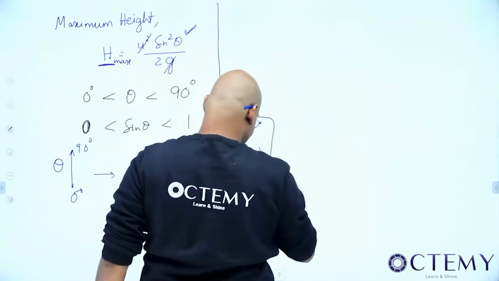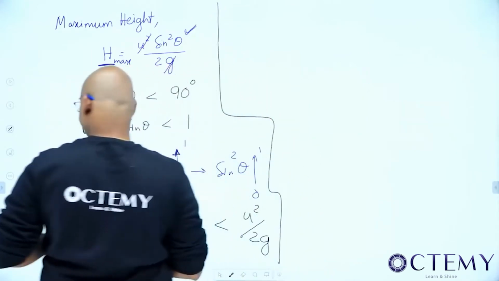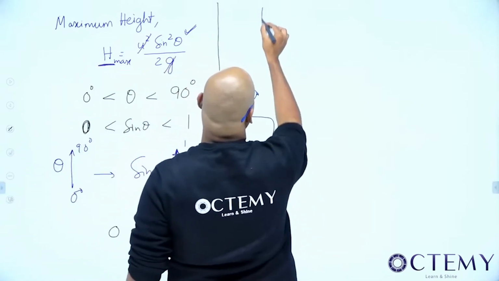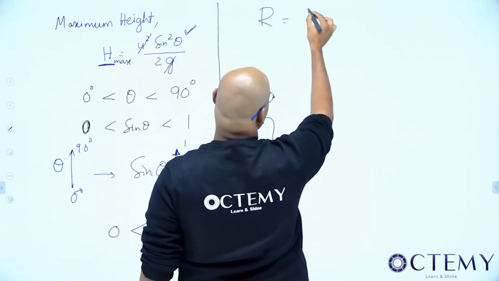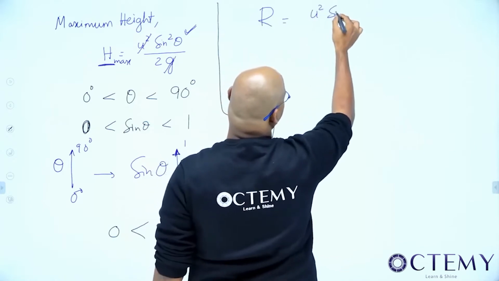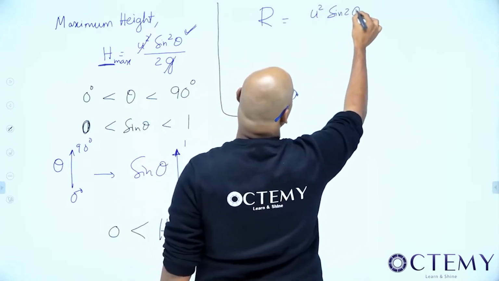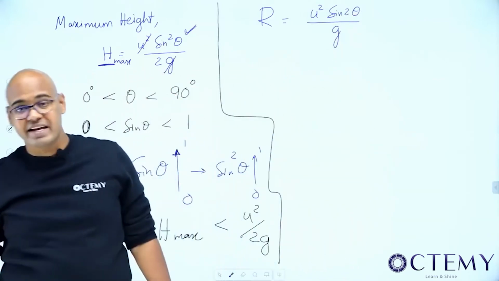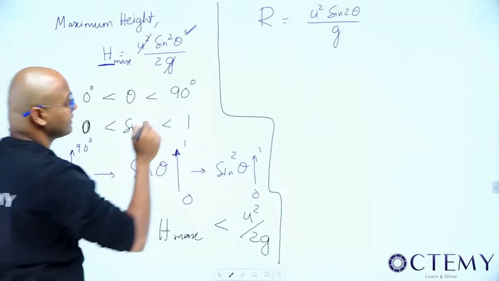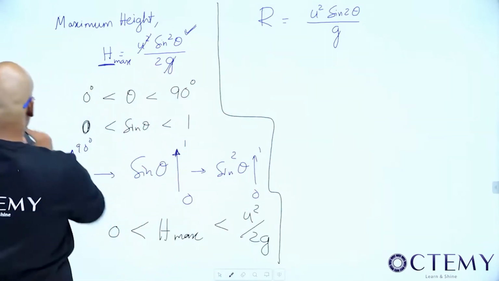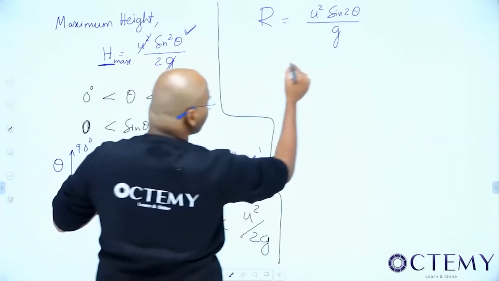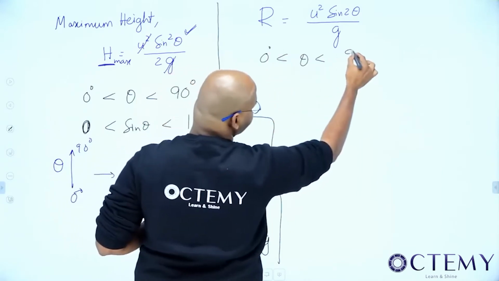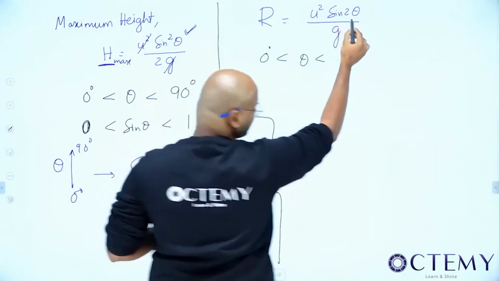Now listen. What happens to my range? Please all of you see here. What's the formula for range? U square sin 2 theta by g. Theta is changing from 0 to 90 degrees, but here it's not theta.